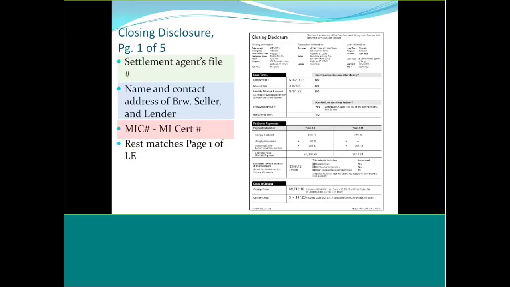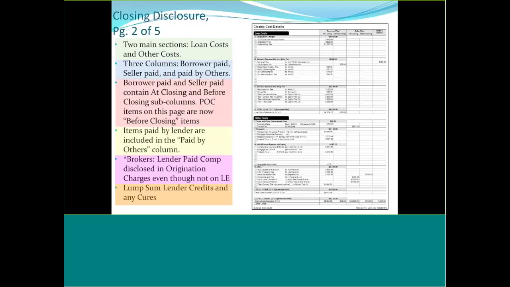As we continue on through page 2 of the closing disclosure, we get into the costs. And so once again, this lines up with page 2 of the loan estimate, which discloses the cost. Once again, we have those categories, loan costs and other costs. And the main thing that we add in this section is these additional columns out to the right: borrower paid, seller paid, and paid by others. And then borrower paid and seller paid are broken down even further into at closing and before closing. So you show the responsible party for that fee and then when that party paid it.